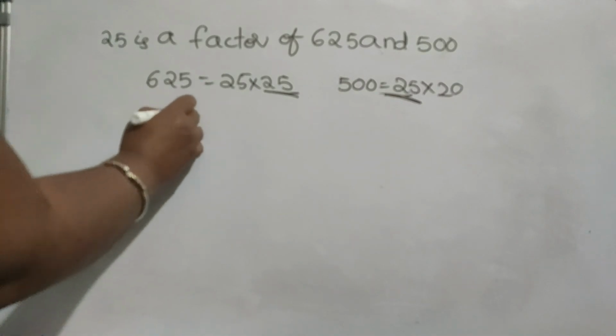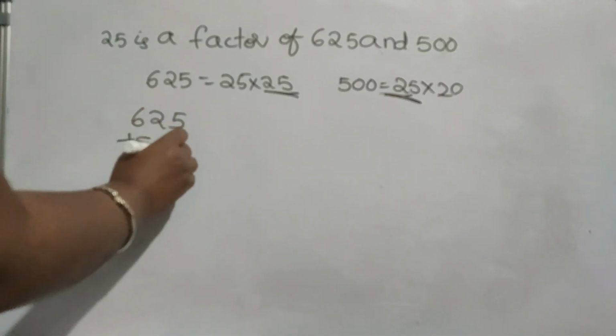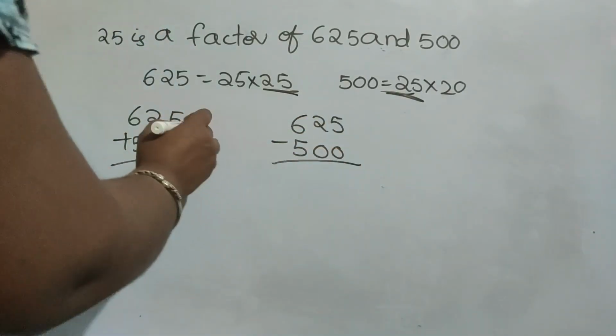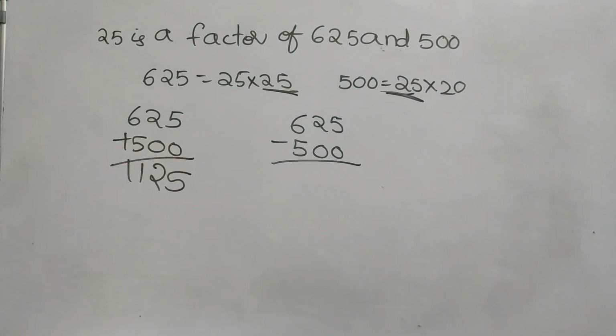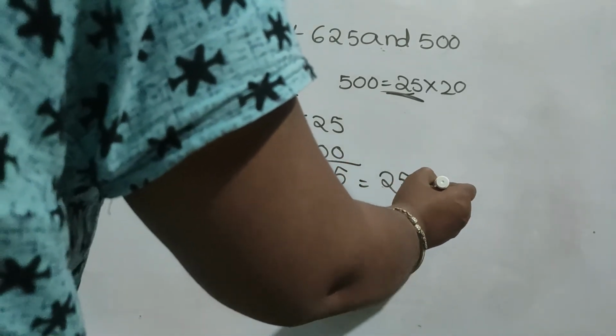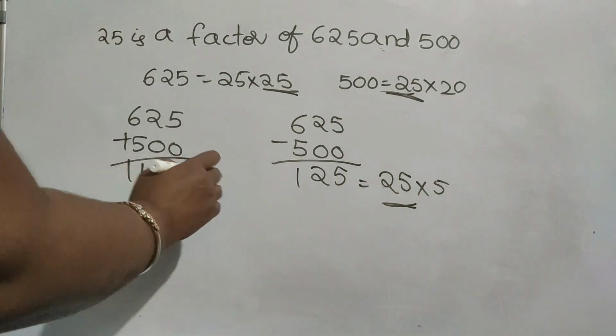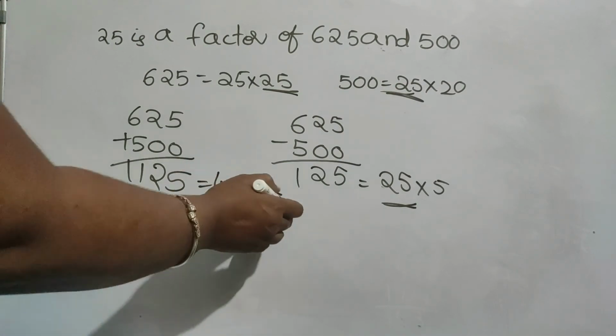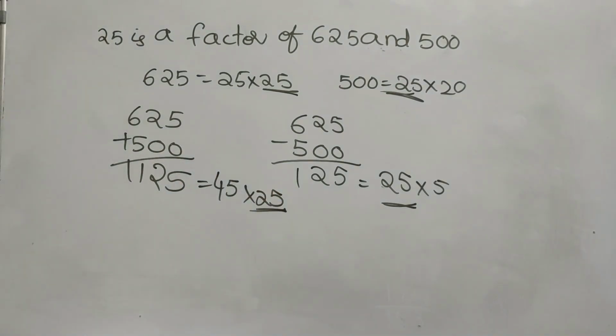Now 625 plus 500 is 1125, and 625 minus 500 is 125. 5 25s are 125. 4 25s are 100, 5 25s are 125, and 45 25s are 1125. Okay, this also proves that the numbers which are all factors of 25, their addition and their subtraction amount also is a multiple of 25 itself.